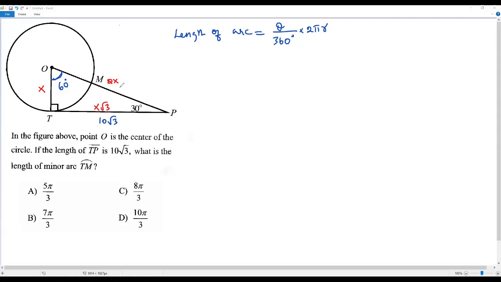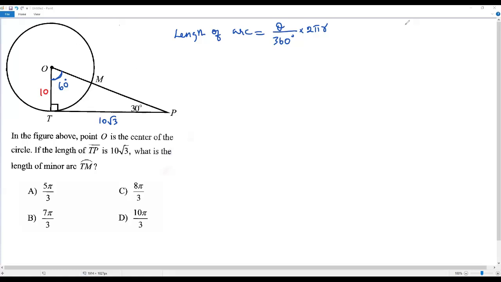Okay, now we can replace the x by 10. Let me do it. So we can replace this x by 10. Then I get the length of OT is 10. Actually, this OT is the radius of the circle. So now I have the radius of the circle, that is 10. And also I have the central angle of this minor arc TM, that is 60 degrees. Now I can plug in this 60 degrees for theta and the radius 10 for r over here, and I can get the length of the minor arc.